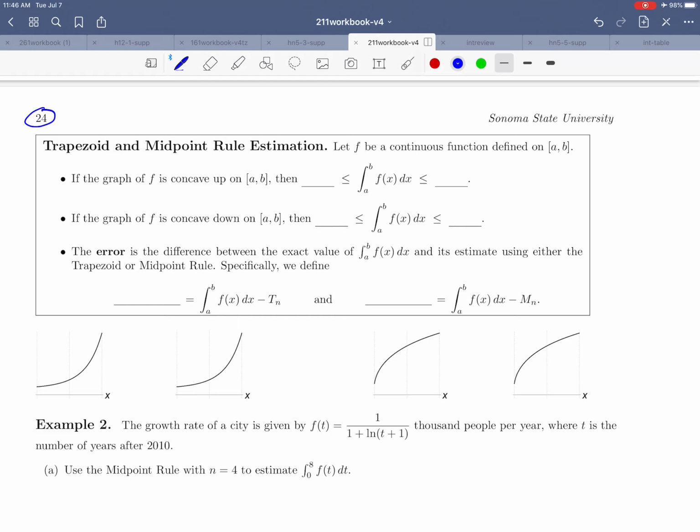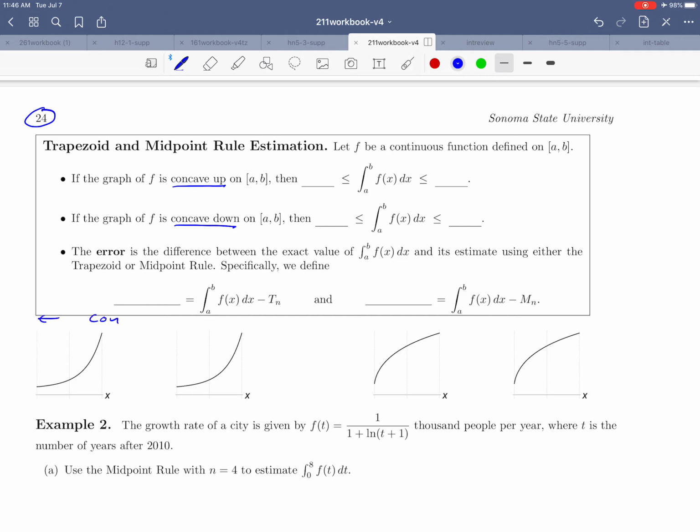It turns out that there's a graphical way to predict when we're going to get an over or an underestimate, and that's what we want to talk about here. It has to do with the concavity of the graph. So we want to look at two situations, f being either concave up or concave down, and see if we can predict in those situations when we're going to get an over or an underestimate with these two ways of estimating an integral.